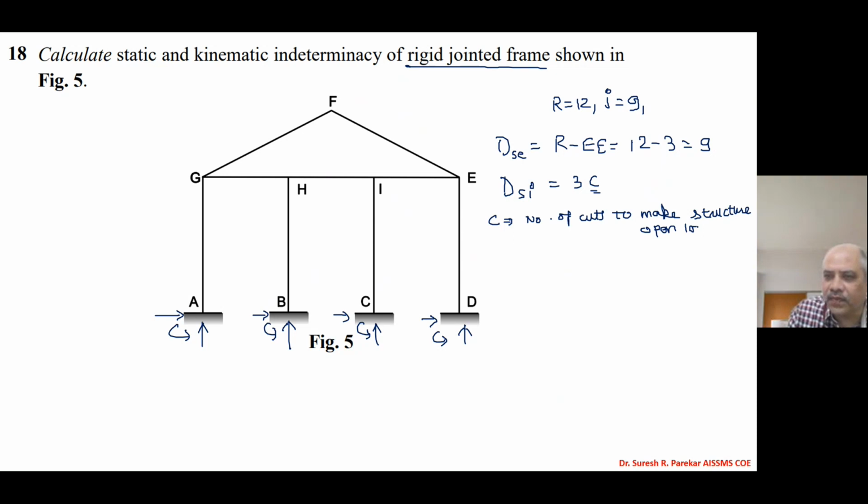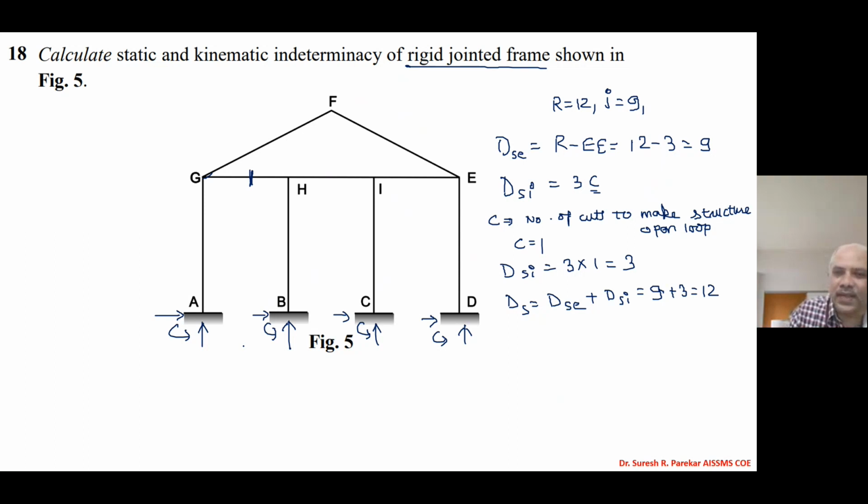Open loop means if we start from one point and have to come back to the same point, we have to retrace the path. So if I consider this one, and if we start from G, and I have to come to G, then I have to retrace the path. Means one cut is sufficient. Therefore, I have DSI equal to 3 into 1 equal to 3. And then we get DS equal to DSE plus DSI, and that is equal to 9 plus 3, which is 12.